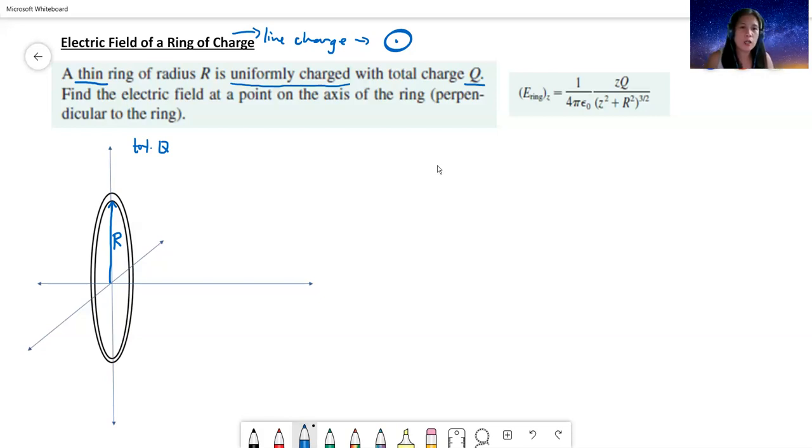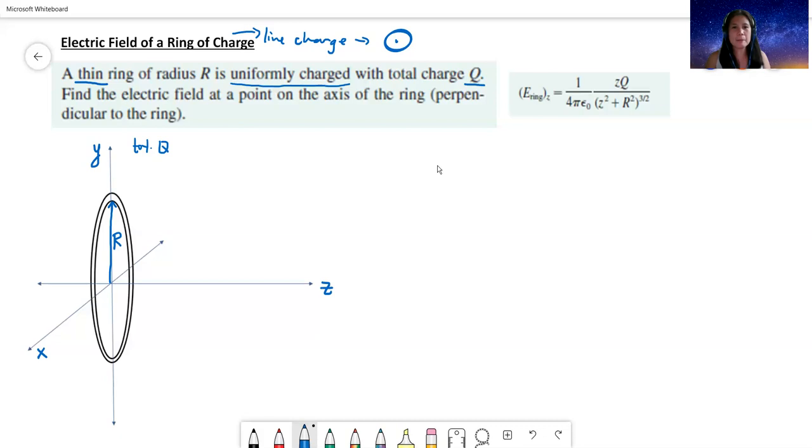So let's choose our coordinate axes first. We say that the ring is on the xy plane. So we take this, for example, as our x, the axis that is perpendicular to our monitor, and then we take the vertical as the y, and the horizontal we take as the z axis.